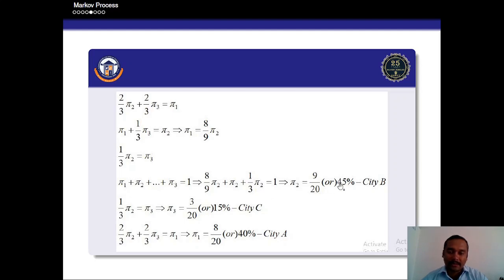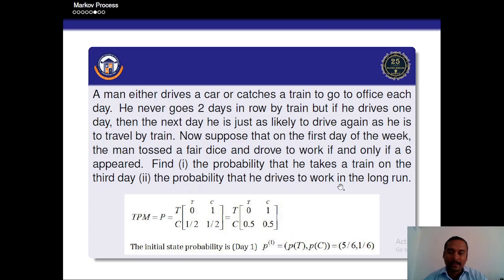Okay. So next come to the next problem. In this case, we are going to find out the probability of taking the train on the third day. The problem is: a man either drives a car or catches a train to go to office each day. He never goes 2 days in a row by train.